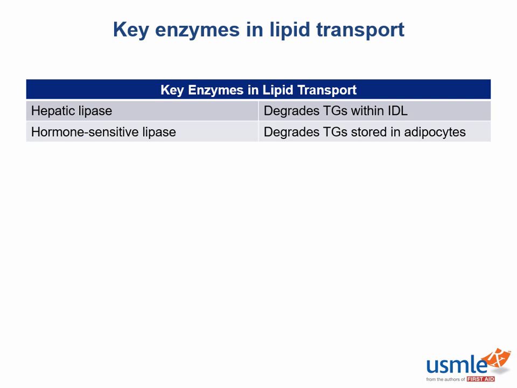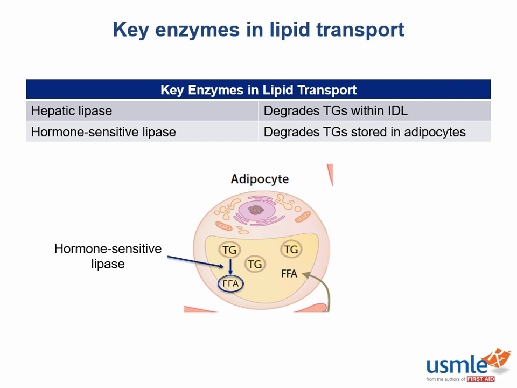Alright, so next up we have hormone-sensitive lipase. Now this is an intracellular enzyme found mostly within adipocytes and works to degrade triglycerides stored within the adipocyte. And now while we're on it, do you happen to know which lipid-lowering agent inhibits this enzyme? Great, that'd be niacin or vitamin B3. And can you give me a few common side effects of niacin? There you go, flushing, hyperglycemia, and hyperuricemia.